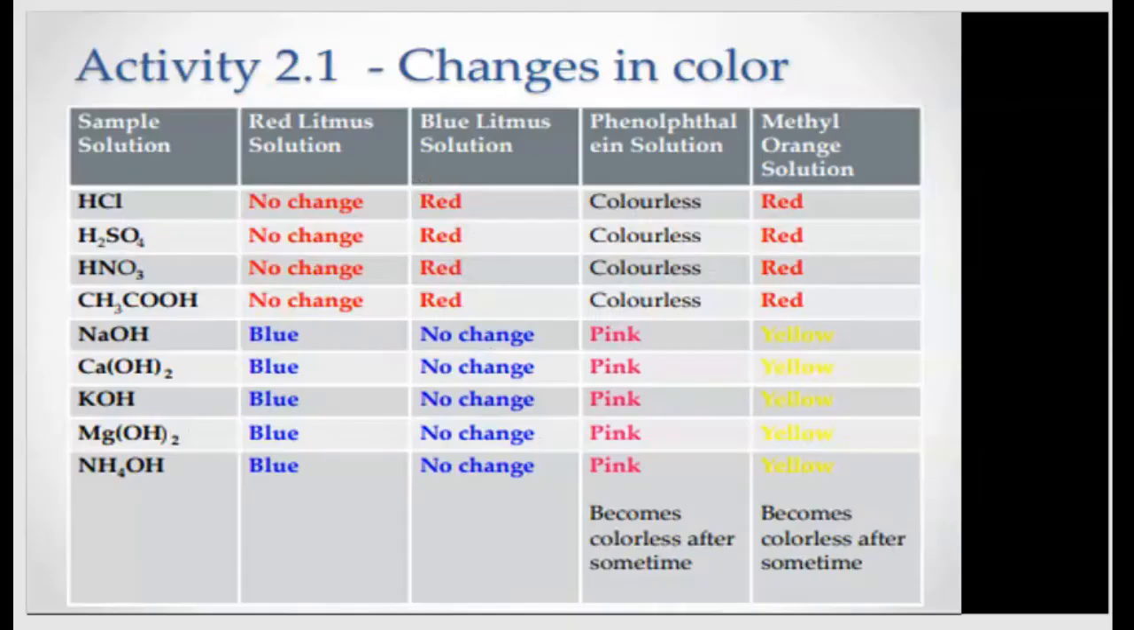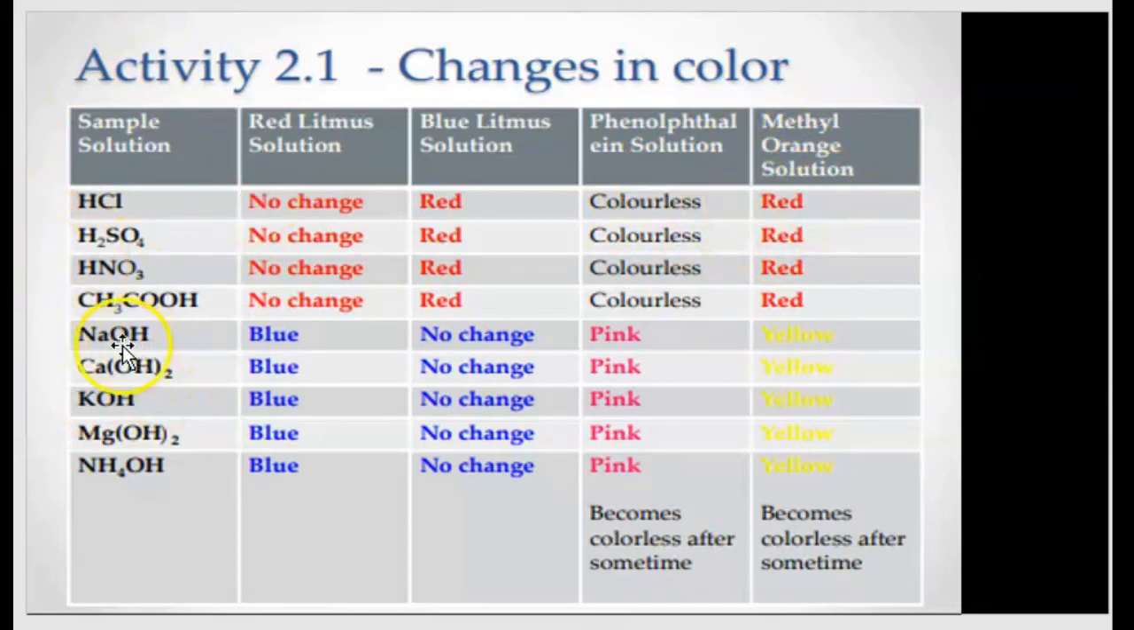When you take HCl solution in the petri dish or watch glass and you add red litmus solution, HCl is an acid, so no change for the red color, and the blue litmus solution changes its color to red. Phenolphthalein, as we already said, is colorless in acidic solution, and methyl orange shows red color in acidic solution.